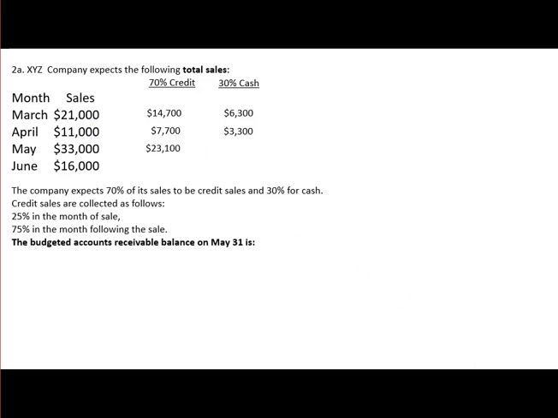And then for May, $23,100 are going to be the credit sales, and $9,900 is going to be the cash sales. And then for June, it'll be $11,200 for credit sales and $4,800 for cash sales. Again, I'm taking 70% of each of these numbers to get the credit sales, and 30% of each of these numbers to get the cash sales. So now let's go a little further in the problem.